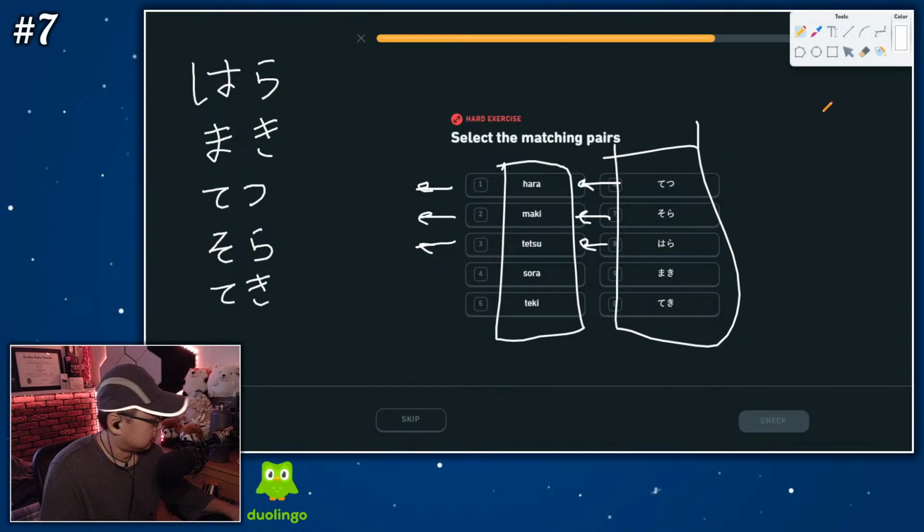This is the process that I generally use most of the time. All right, tetsu, sora, hara, maki, and teki.